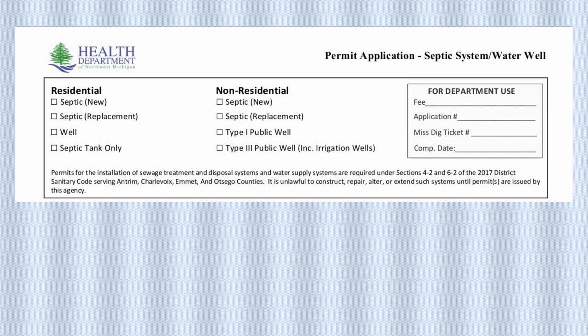On the top of the front page, you can select the service that you are looking for. Choose between a new or replacement for an old septic system, a residential well, septic tank only, which is usually for a home to be connected to a community wastewater system, or the same services for commercial properties.